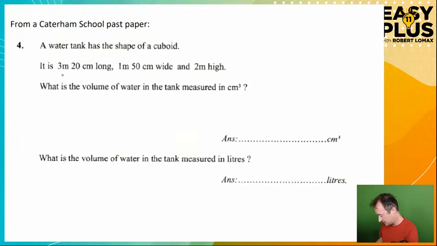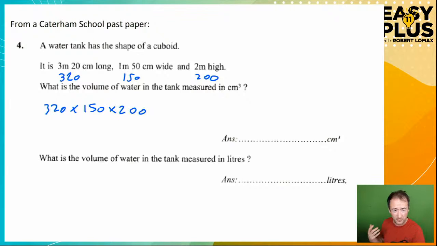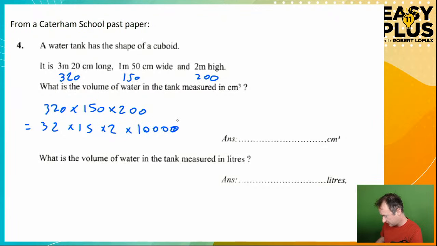3 meters 20 centimeters is 320 centimeters, 1 meter 50, of course 150, and 2 meters 200. Okay, so we have to work out 320 times 150 times 200. Now look, you can do all this as multiplications, but you've got some quite big long multiplications here. I think we can do something to make this simpler. We've got a lot of noughts here, 1, 2, 3, 4 noughts. So this is the same as 32 times 15 times 2 times, what are 4 noughts? 1 and 4 noughts. Look, just like that, times 10,000.